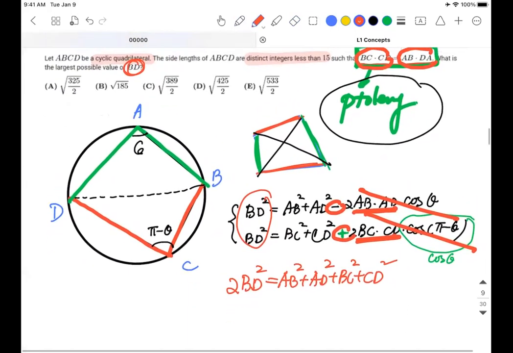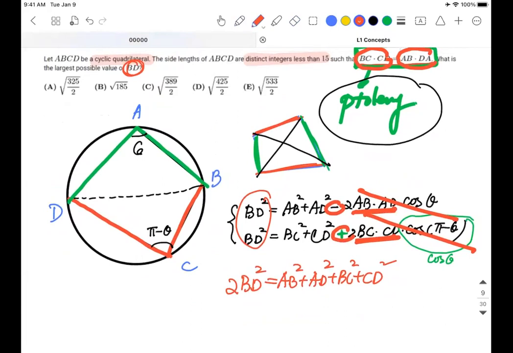So now you have a relationship for BD. BD squared equals what? AB squared, AD squared, BC squared, CD squared. Okay, you need to determine the largest possible value for BD squared. So what can I do? Let's go back to the question. The question says all four sides of this cyclic quadrilateral are distinct integers less than 15. So intuitively, you want to make them as big as possible. So you can make 14, 13, 12, 11. They are as big as possible, right?